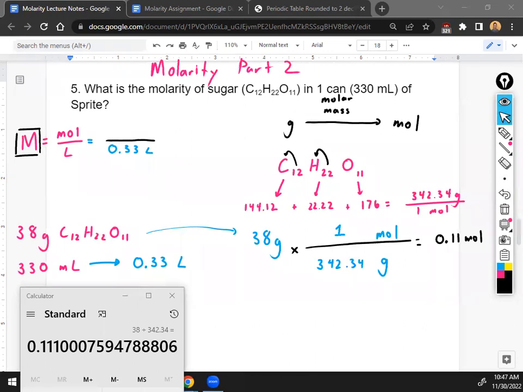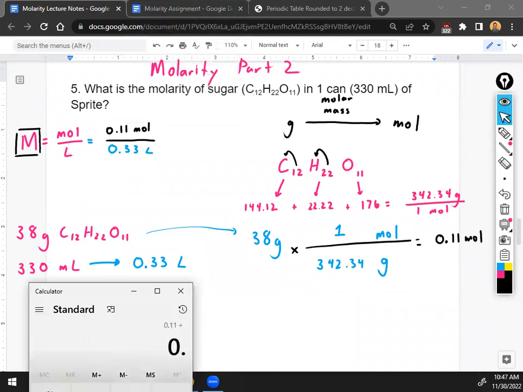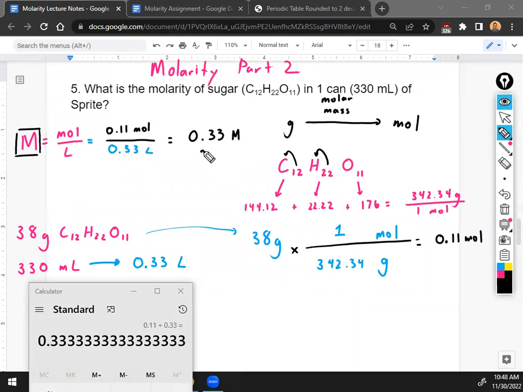Okay, so now that we found moles, we can plug it into this equation and then we'll be all done. We found that it's 0.11 moles, so we just put it on the top of the fraction. And then from there, we just need to do top divided by bottom. So 0.11 divided by 0.33. And then we'll get our final answer. You can just give me 2 numbers after the decimal, 0.33. And it's going to be molarity. And let's just write sugar, because that's what the chemical is. So this is your final answer right here in the box.